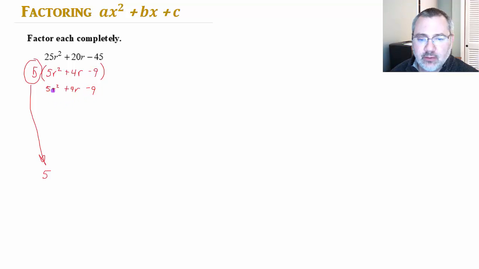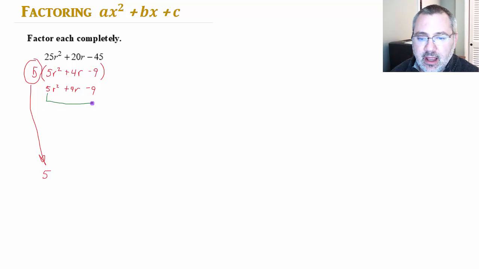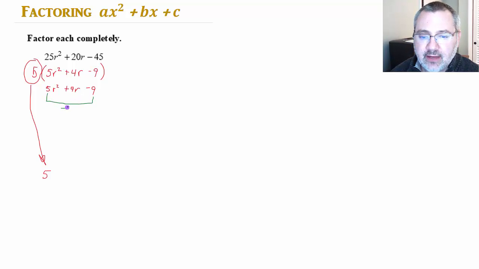Now, we couldn't get rid of this leading coefficient. So here's what we're going to do. We need to multiply 5 and negative 9. That gives us negative 45. We need two numbers that multiply to give us negative 45, but they also have to add up to give us this middle number. The middle number is 4. So, two numbers that multiply to give us negative 45 and add up to give us 4.